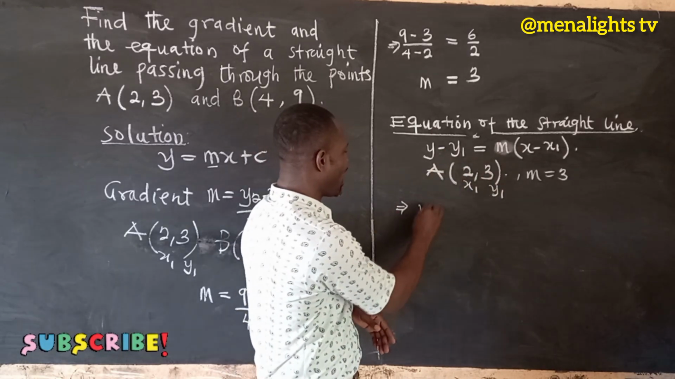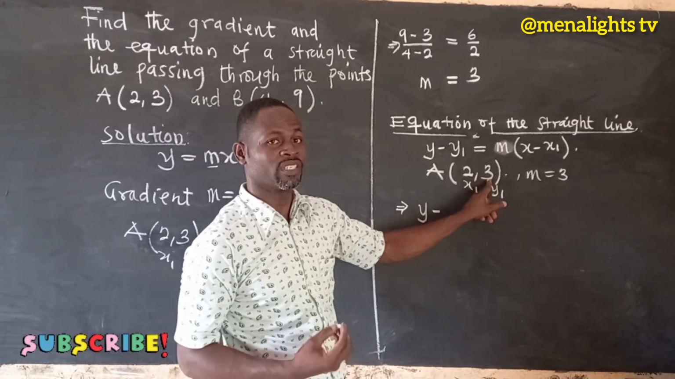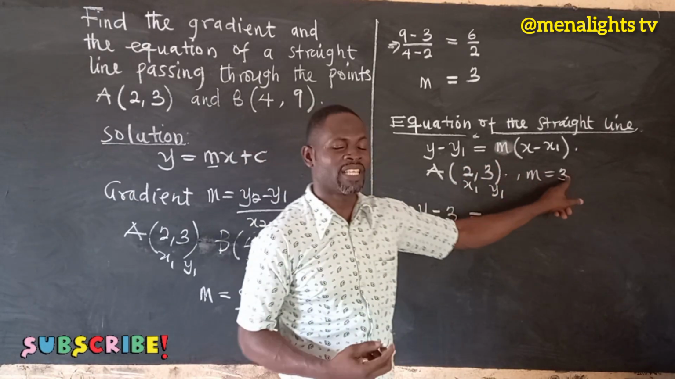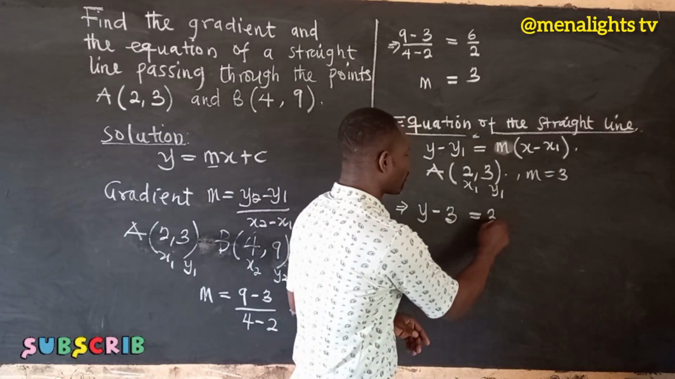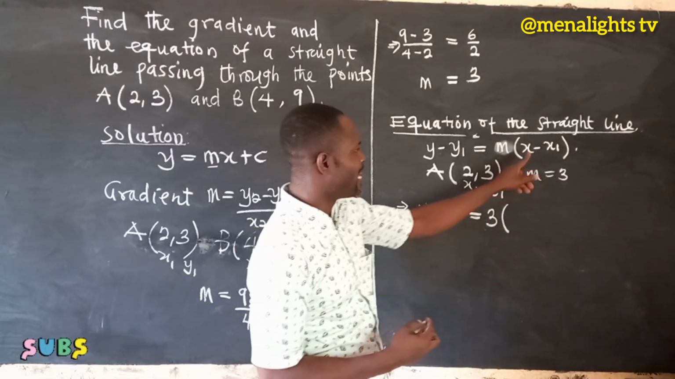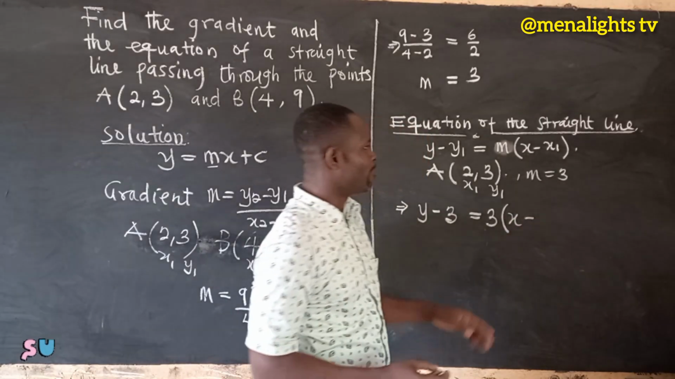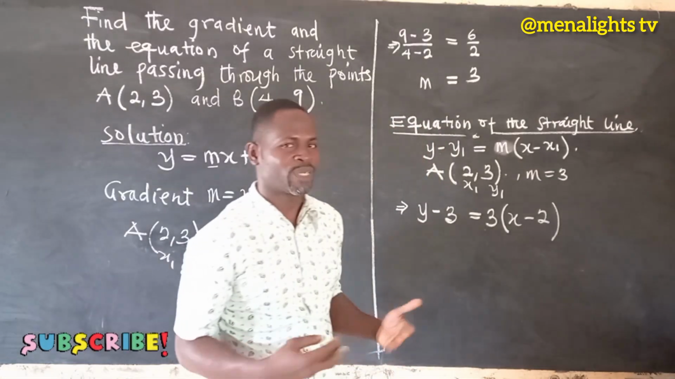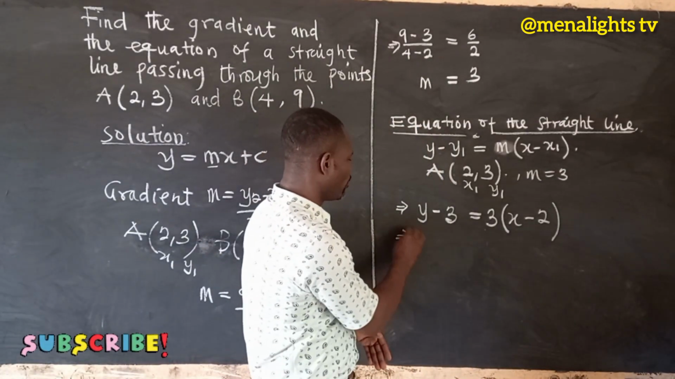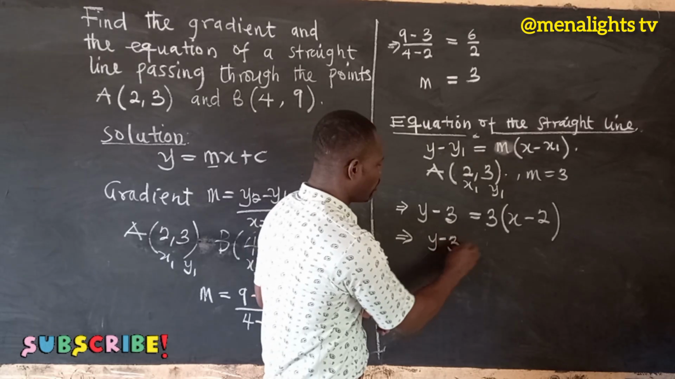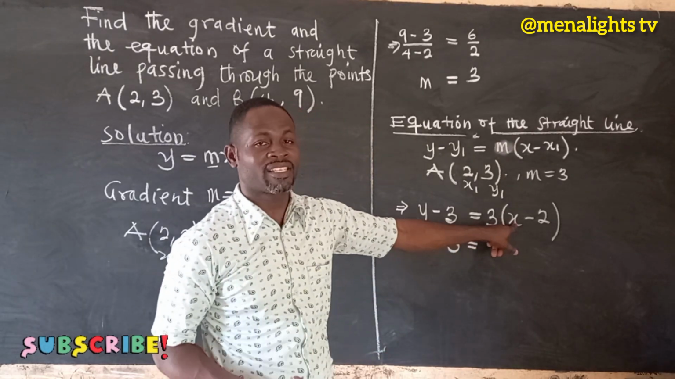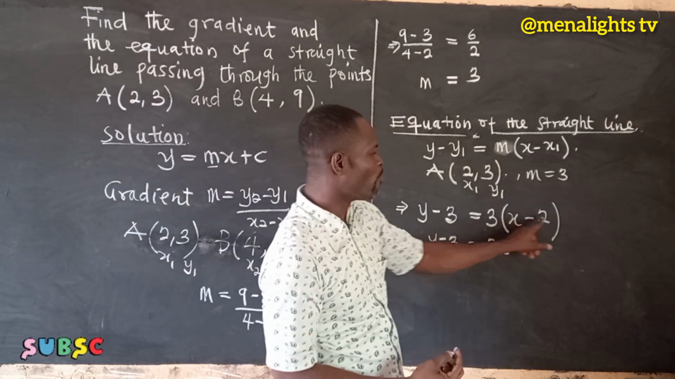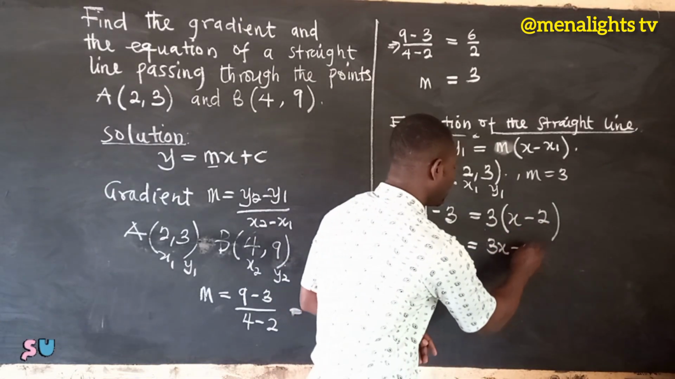So we have y minus y1, where y1 is 3, which is equal to m, the gradient, 3, into bracket x minus x1, where x1 is 2. Now we can expand the bracket. So we have y minus 3 is equal to 3 multiplied by x, which gives 3x, then 3 multiplied by negative 2, which gives negative 6.